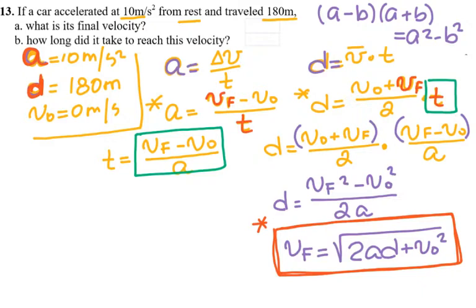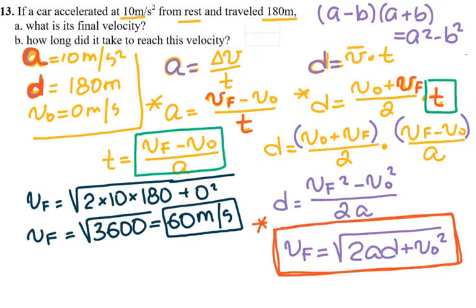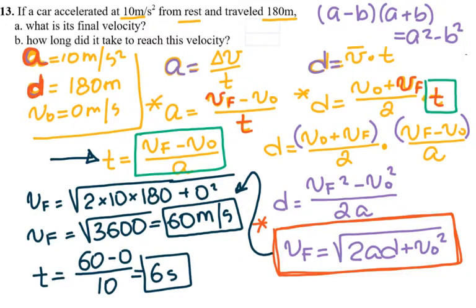So I'm going to plug it in and find what my final velocity is equal to. Here I plugged it in and I found that my final velocity is equal to 60 meters per second. And then I have to figure out how long it took. Well, I already solved it for the time, so all I have to do is plug it in and find the time. Here I plugged it in and I have time is equal to 6 seconds.